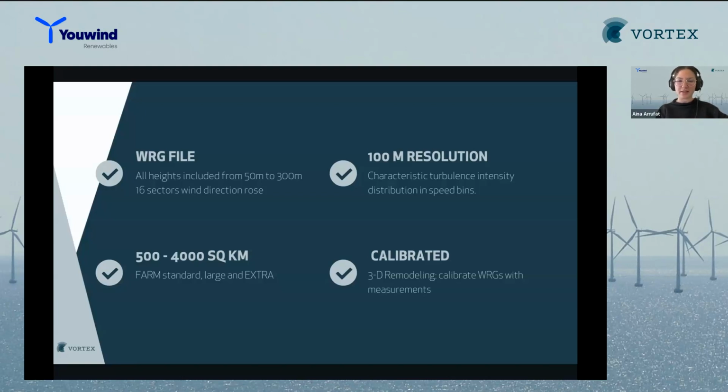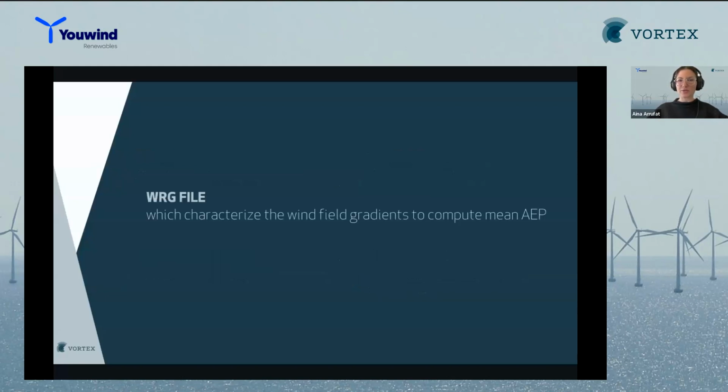and farm extra. And then this product can also be calibrated with measurements through our 3D remodeling technology, with measurements at different points, 1 turbine, 2 turbines, even 3 turbines, even different hub heights from turbines. And then the phrase to summarize a little bit the farm, it's that it's a WRG file which characterizes the wind field gradients to compute the mean AEP.